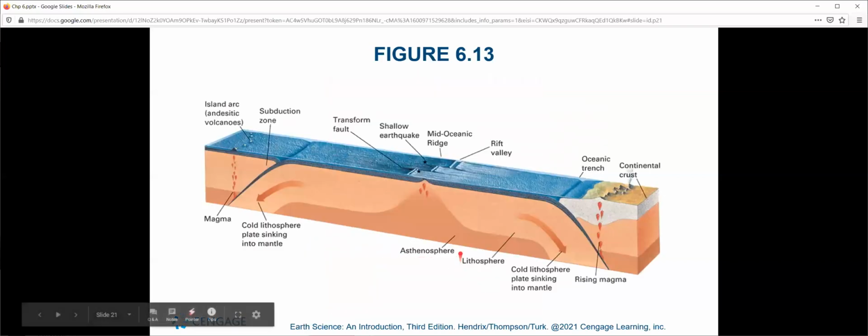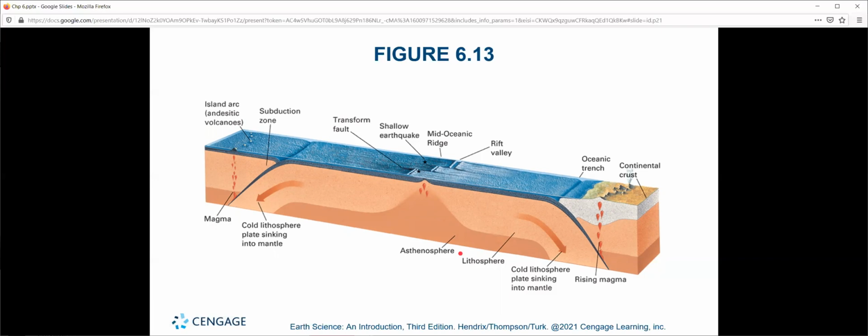Convergent plate boundaries, ooh, my internet connection's unstable. If I blip out, sorry about that. I'll try to get us back on.